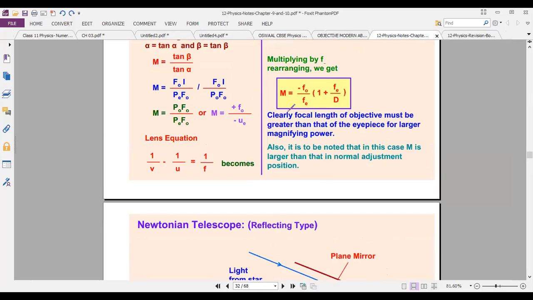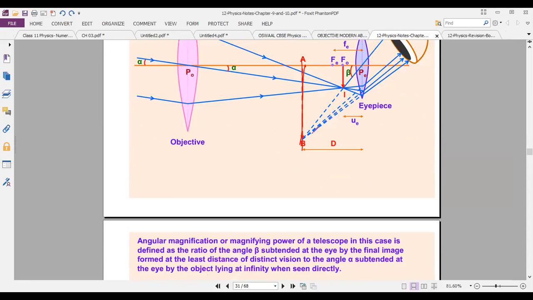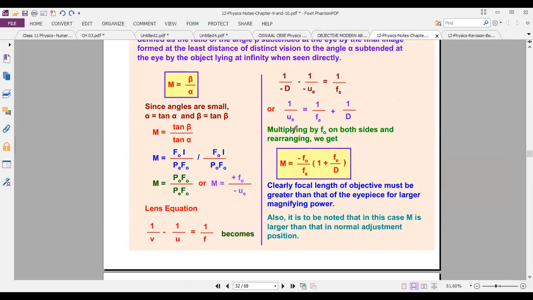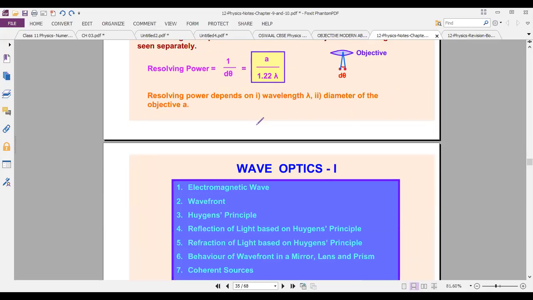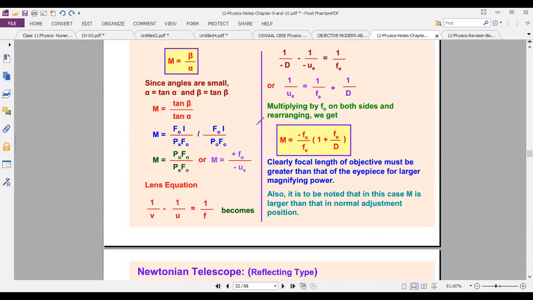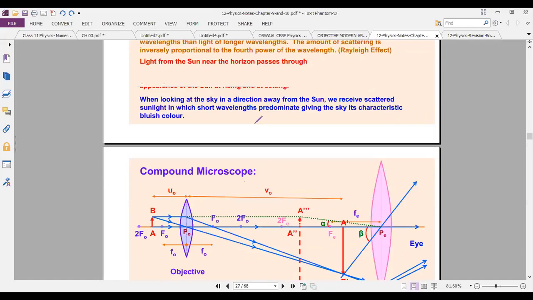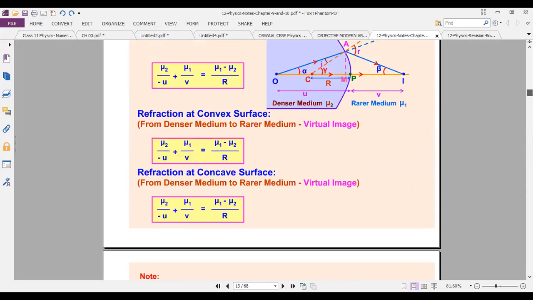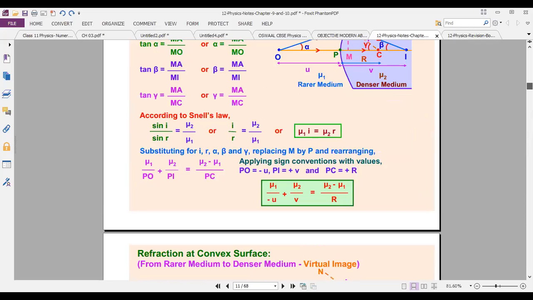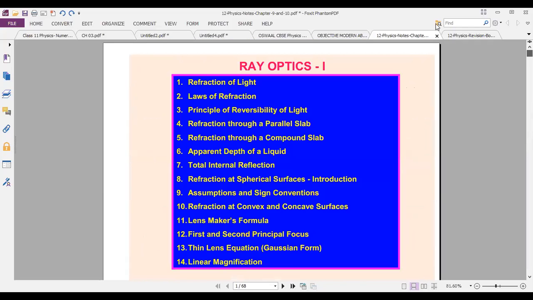Okay, next is the telescope. Telescope topic only, the astronomical telescope. We'll discuss the astronomical telescope in tomorrow's class. It will take time. Once the astronomical telescope is completed, we have completed chapter number 9. It is a big chapter, I know very well. Kindly read properly day by day. If you have any doubt, you can ask. Don't waste the time. Already I shared notes also.